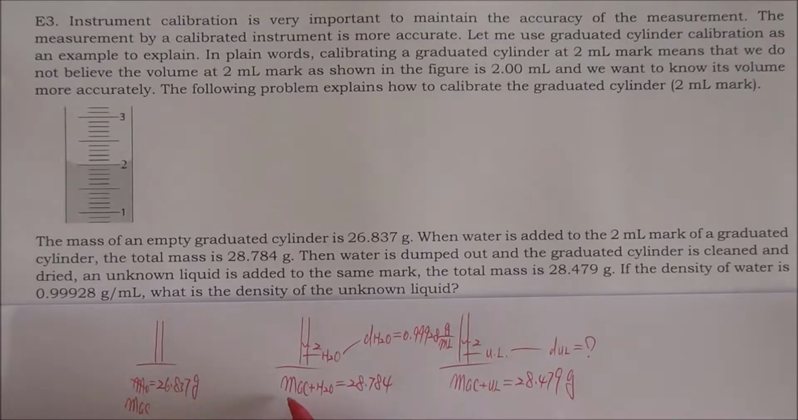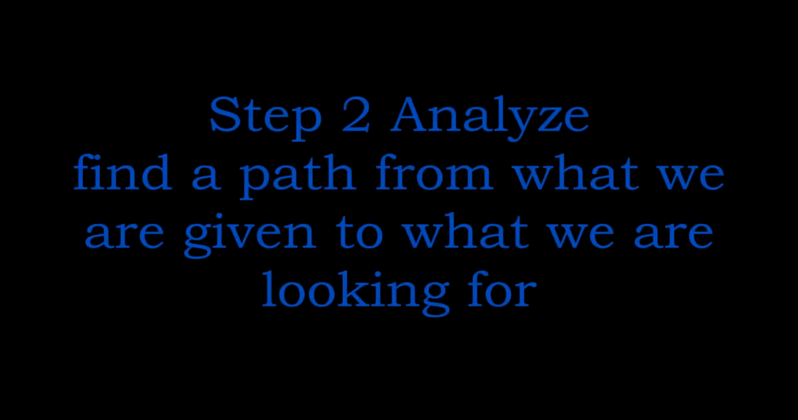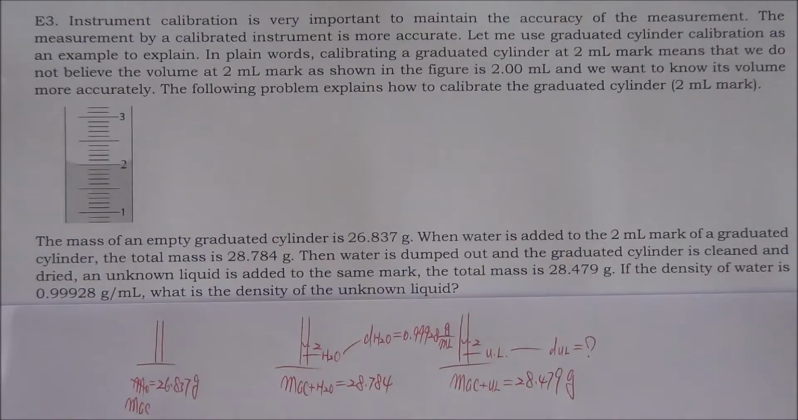Similarly, we use mgc plus water to represent the mass of the graduated cylinder plus water. Similarly, we use mgc plus ul to represent the mass of the graduated cylinder and the unknown liquid together. The next step is to analyze. We want to find the path from what we are given to what we are looking for.